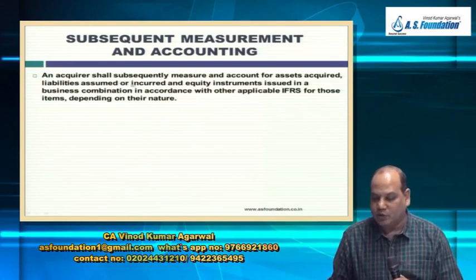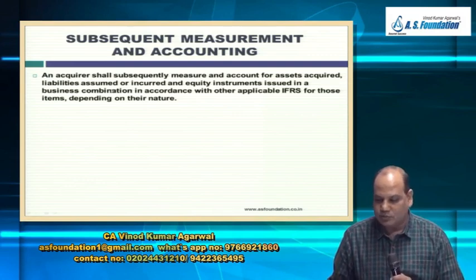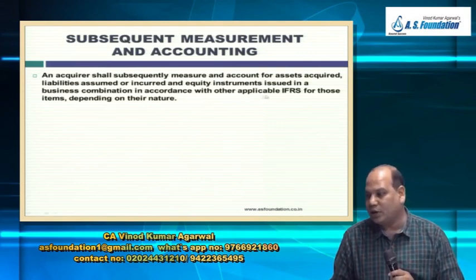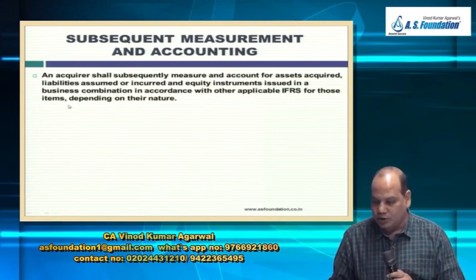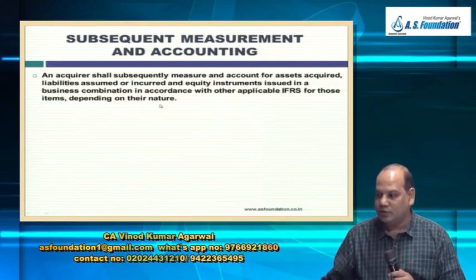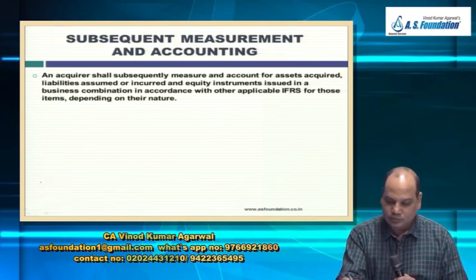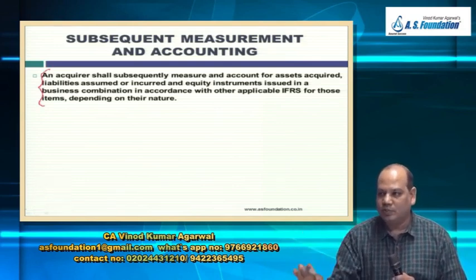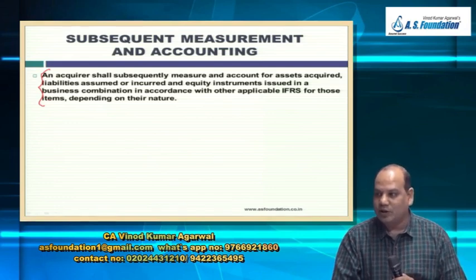An acquirer shall subsequently measure and account for assets acquired, liabilities assumed or incurred, and equity instruments issued in a business combination in accordance with other applicable IFRS, depending on their nature. So this standard does not talk much about subsequent accounting. If you have acquired a tangible asset, apply IAS 16, PPE. If you have acquired an intangible asset, apply IAS 38. If you have acquired inventory, apply IAS 2.